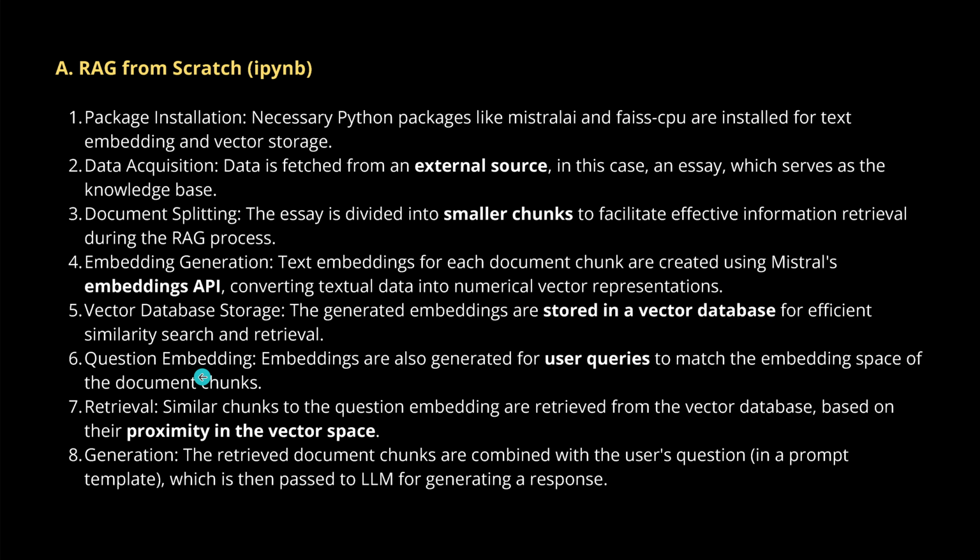Then, of course, we have the question embedding, step number 6, where the embeddings are also generated for my user query, so that the system finds a solution that matches the embedding space of the document chunks. Somewhere there is the answer to my query. Semantically similar chunks that are close by in the mathematical vector space are retrieved from this vector database based on proximity in the vector space, for example, a cosine similarity mathematical operation, and then you generate the answer.